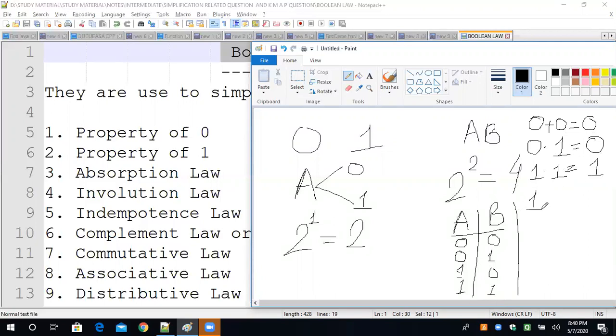I want to consider one more case, 1 plus 1. In the Boolean, we cannot take 2. So 1 plus 1 will be 1 in the Boolean. Understand? You have to understand these small steps to understand this topic. So the first one is property of 0. Each and every rule is divided into two categories. One rule is with the plus sign and the same rule with the dot sign. Dot means multiply sign.